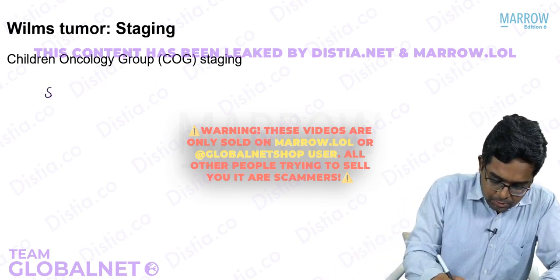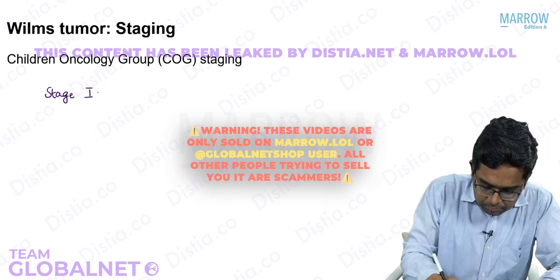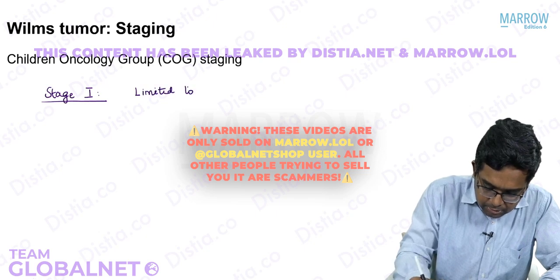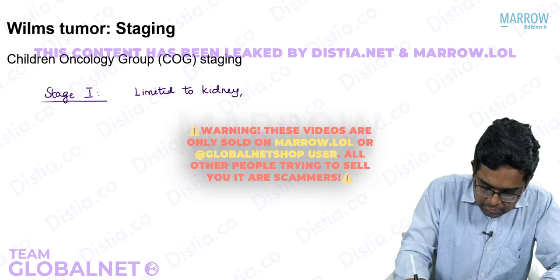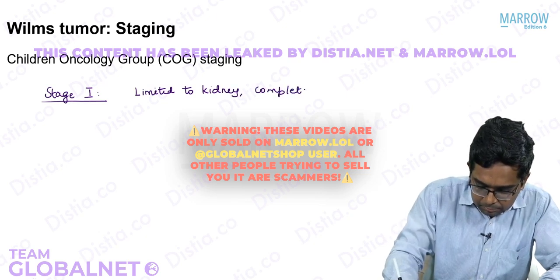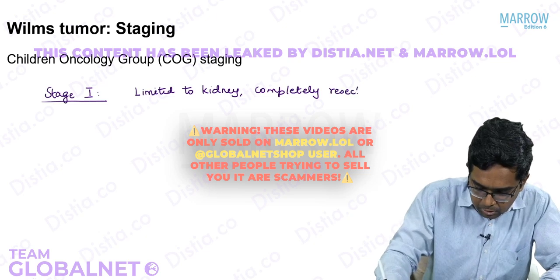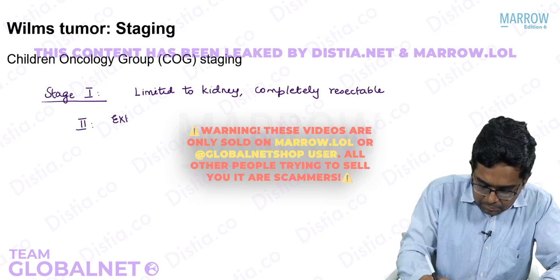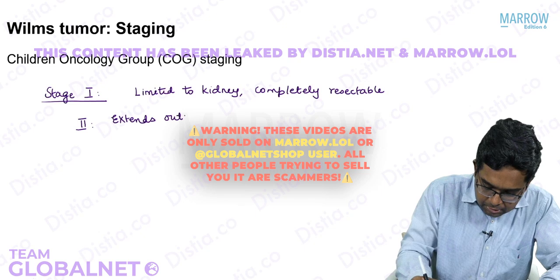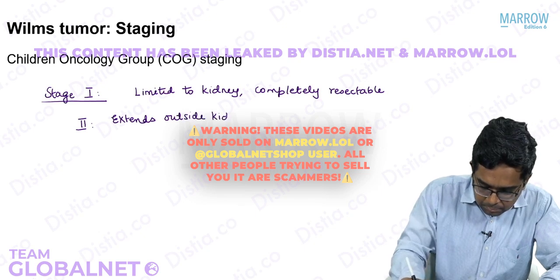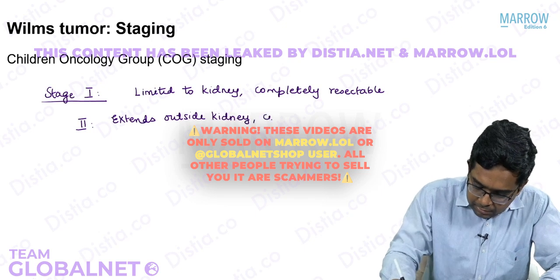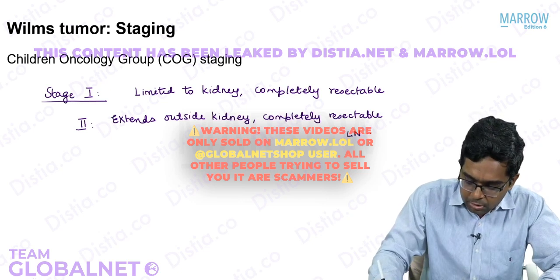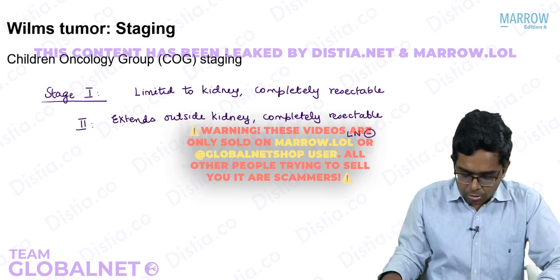Okay. So, what is stage 1? Stage 1 is a tumor which is limited or confined only to the kidney region, and it is completely resectable. Okay, right. Stage 2 is characterized by a tumor that extends outside the kidney margins. However, it is completely resectable. And in this stage, usually lymph nodes are not involved. That is what is stage 2.